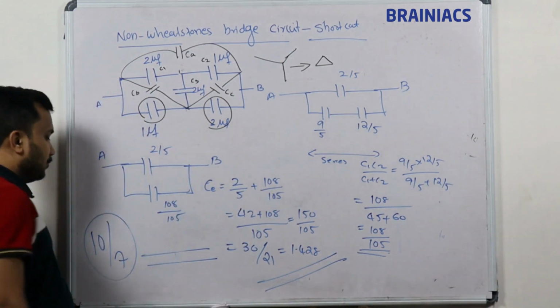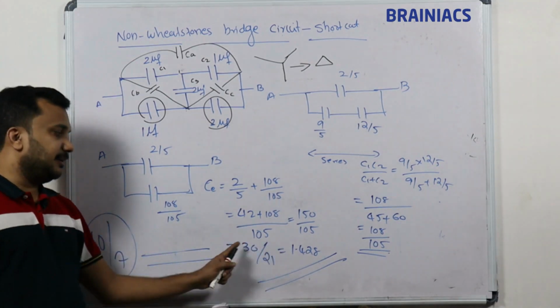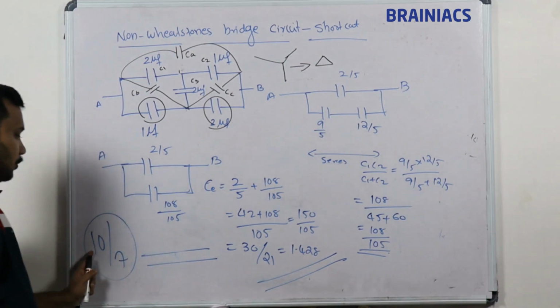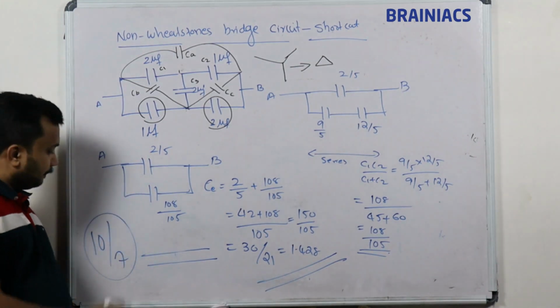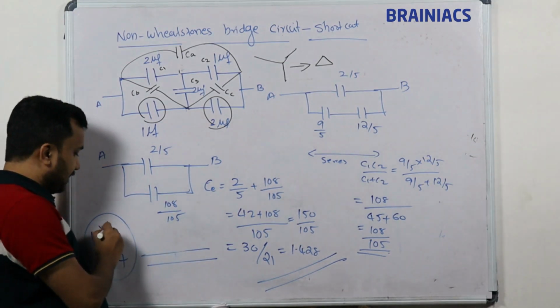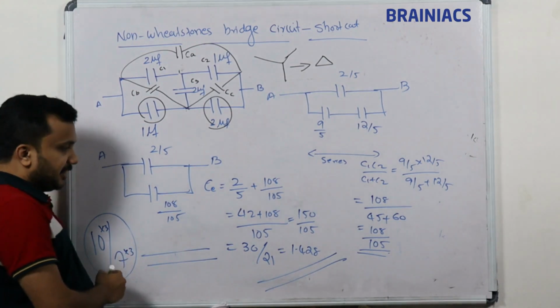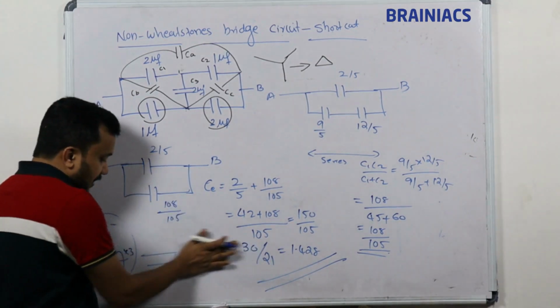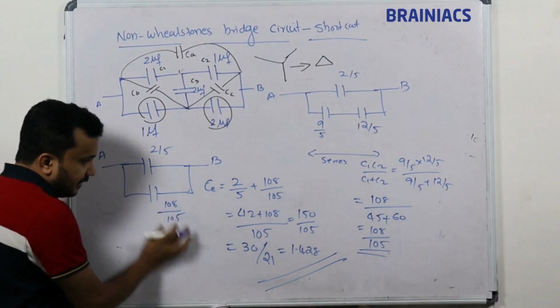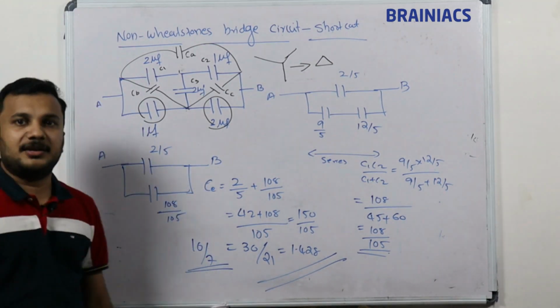Both are the same. The values look different, but the final value will be the same. 30 by 21 is equal to 10 by 7. This is the same because if you multiply here by 3 and here by 3, both will be the same. 10 into 3 is 30, and 7 into 3 is 21. So both values are the same. Instead of writing a fractional value, you can write 10 by 7. So both values are equal.